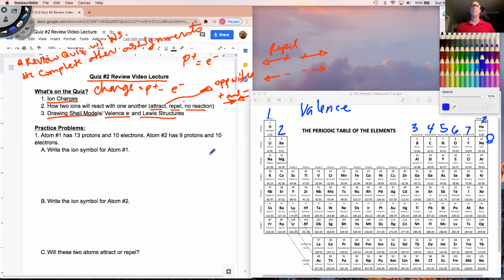So let me take you through these problems right now. So problem number 1. So we have to read the whole question. So number 1 says, there's an atom number 1 has 13 protons and 10 electrons. Atom number 2 has 9 protons and 10 electrons. And from this one question, I have everything else asked.